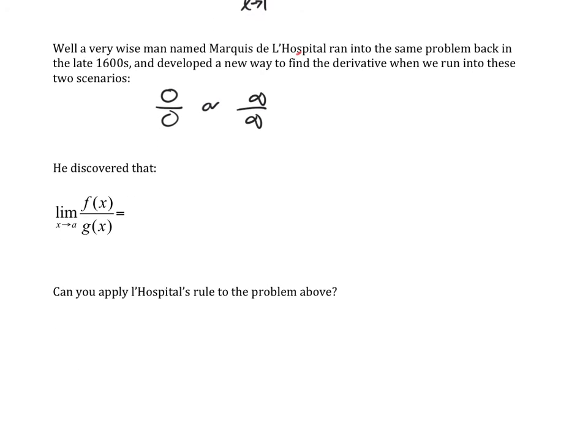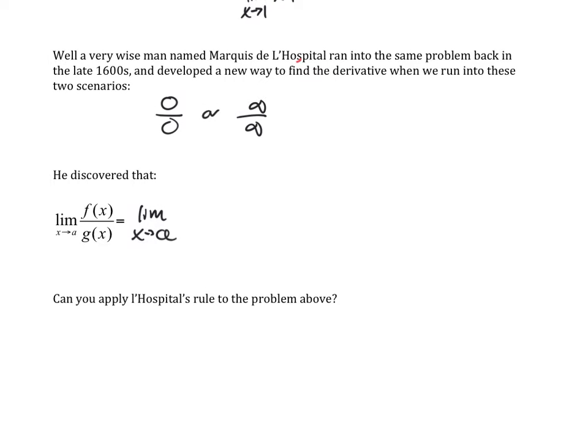Okay, and what he discovered was that the limit as x approaches a of f of x over g of x, if we get 0 over 0 or infinity over infinity, was the same thing as the limit as x approaches a of f prime of x over g prime of x. This is sort of like what you were hoping the quotient rule was when we first introduced the quotient rule. Just take the derivative of the top over the derivative of the bottom. That's what we get to do here with L'Hopital's, which is very nice.